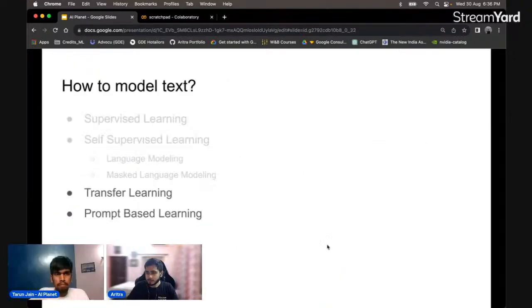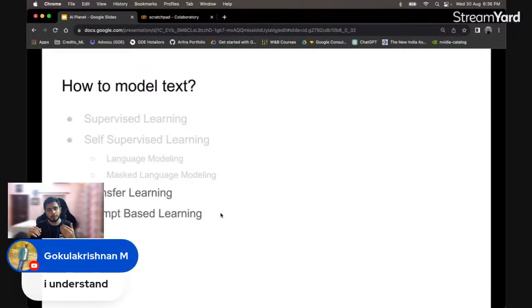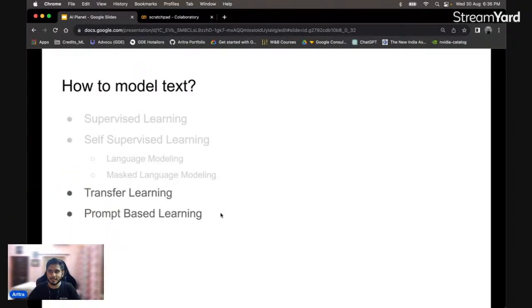And moving on, there are these two parts that I don't want to cover in much depth. This may be covered in the later modules of this bootcamp. So, transfer learning and prompt based learning. Transfer learning is once you have a pre-trained model, you transfer that knowledge into specific tasks. That is, you fine tune your pre-trained model onto a specific task.